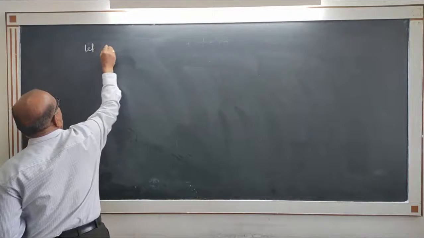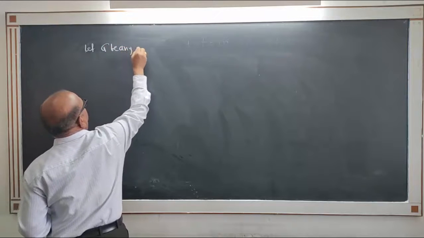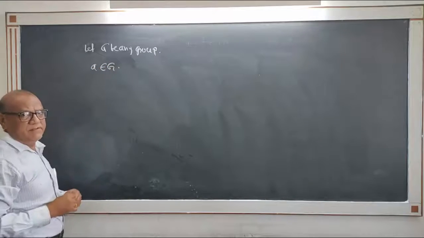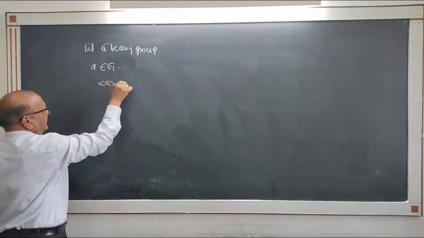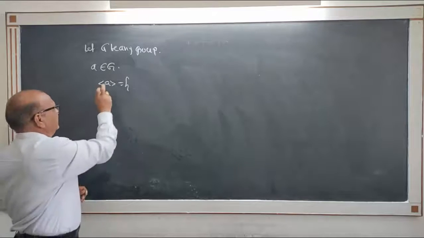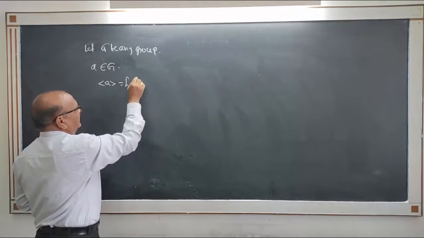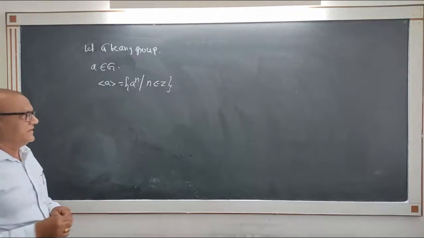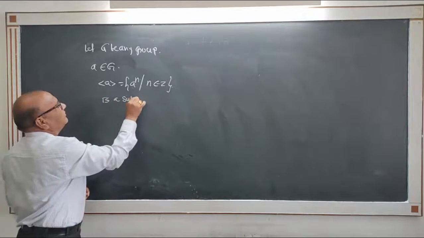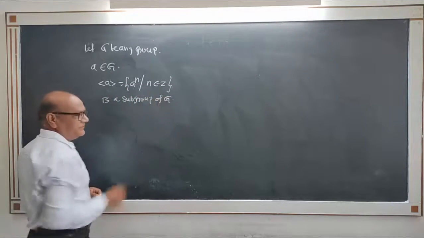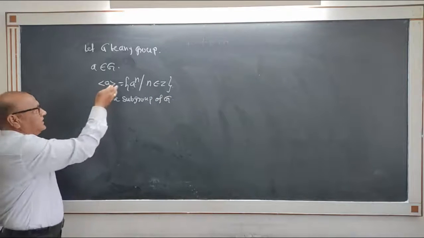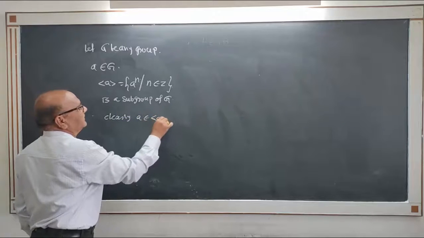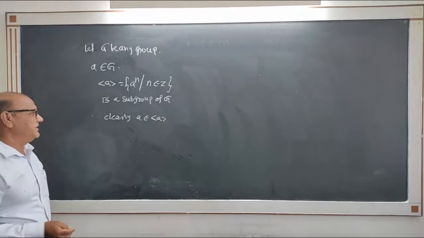Here, let G be any group, and a belongs to G. Then the subset generated by the element a, the set of a raised to n, n belongs to Z, is a subgroup of G. That means in this set, clearly a belongs to this set. a can be written as a raised to 1.